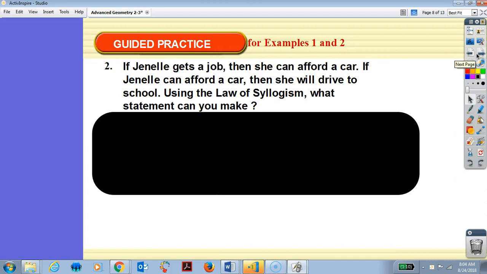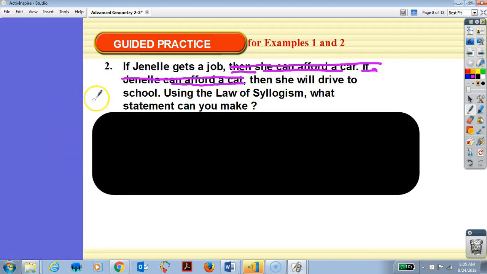If Janelle gets a job, then she can afford a car. If Janelle can afford a car, then she will drive to school. See, this is right up your guys' alley, right? Using the law of syllogism, what statement can you make? Is there a middleman? Is there an overlap? What's repeated? She can afford a car. Is one of them an if and one of them a then? One's an if, one's a then, so cancel them out.